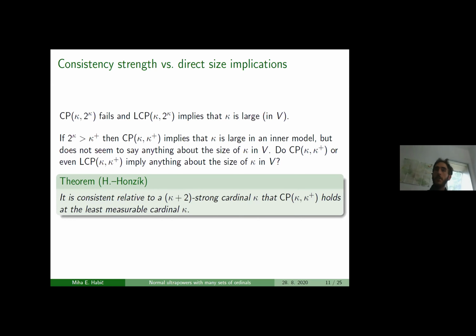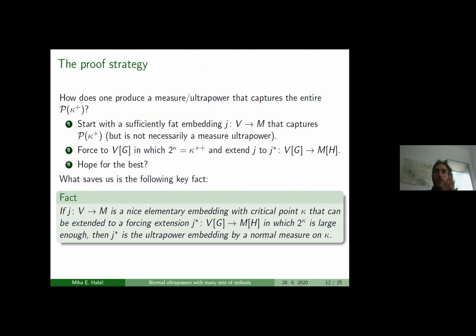All right, so I wanted to tell you something about how you go about proving a result like this, because I think the methods are very interesting and should be fruitful for further exploration. So how do you produce an ultrapower by a normal measure that captures the entire power set of kappa plus? Maybe it's unclear what you would want to do, but let's try to do it very naively. Step one: I don't know how to do it with a normal measure at kappa, but I can just start with a sufficiently fat embedding from V to M that captures the entire power set of kappa plus. But it might not be an ultrapower by a normal measure on kappa.